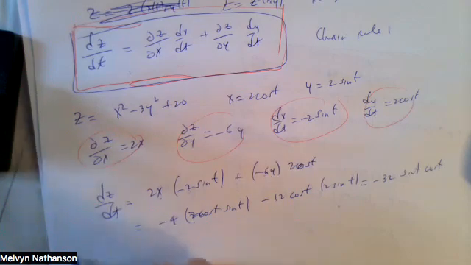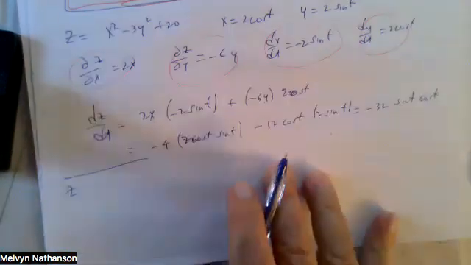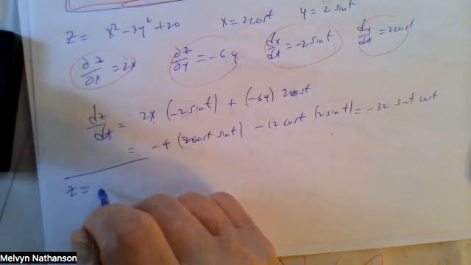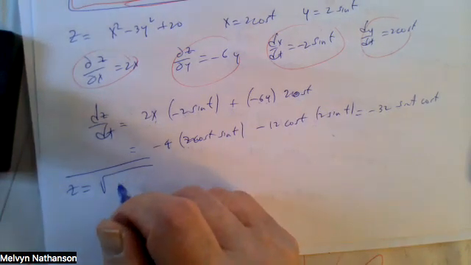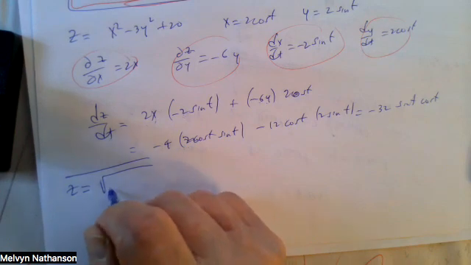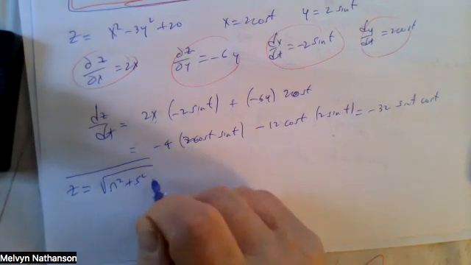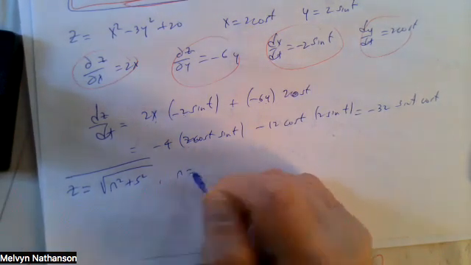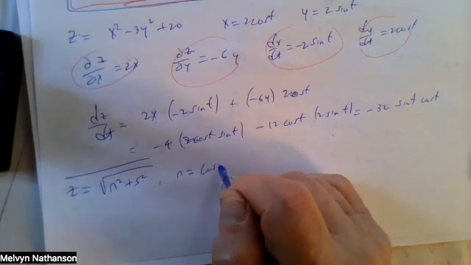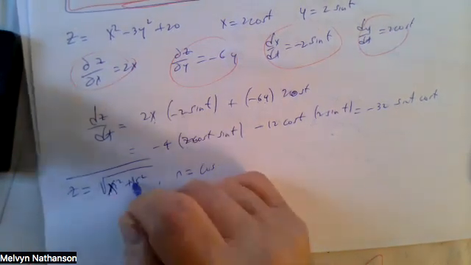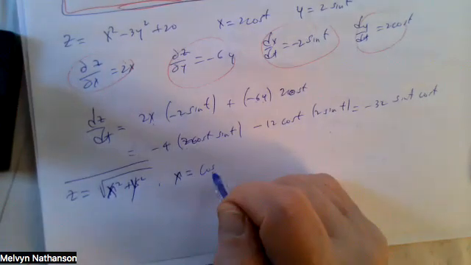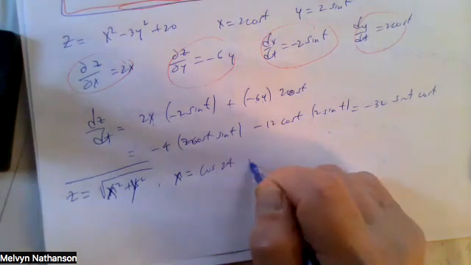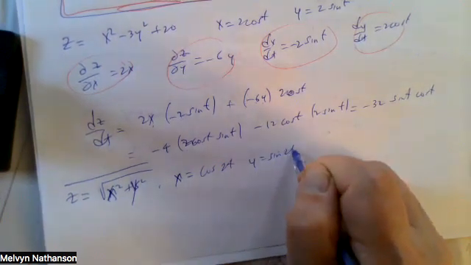So suppose z is the square root of r squared plus s squared. Doesn't matter what letters we use. Where r is cosine. Oh, well, let's stick with x and y just so it's easier. So x is cosine of 2t, and y is the sine of 2t.